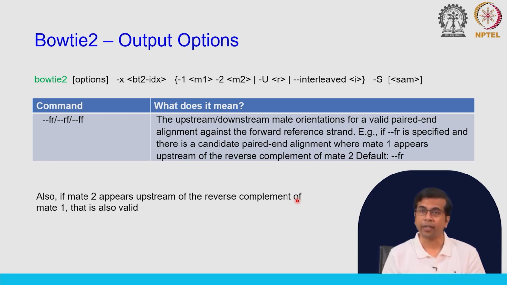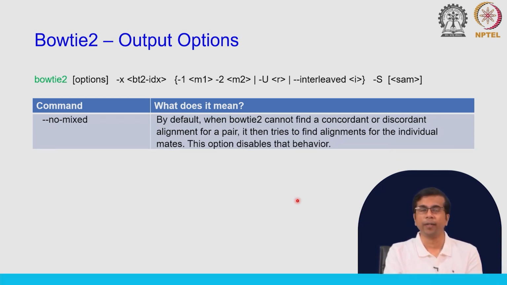You have the other options, right. You can think about the opposite one, --rf, which is the reverse complement of mate 1 upstream of the forward sequence of mate 2. You can also specify --ff, where you expect to see both in the forward direction. For Illumina it is mostly --fr, which makes sense. So, we will not touch this option, but it is good to know that you have these variations.